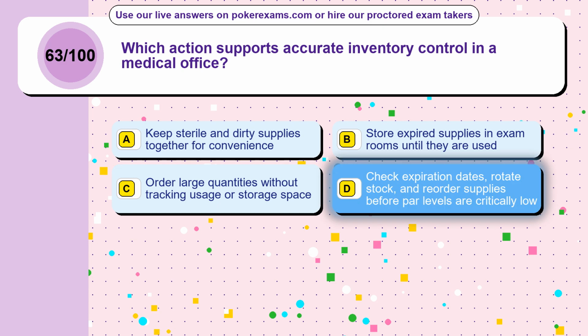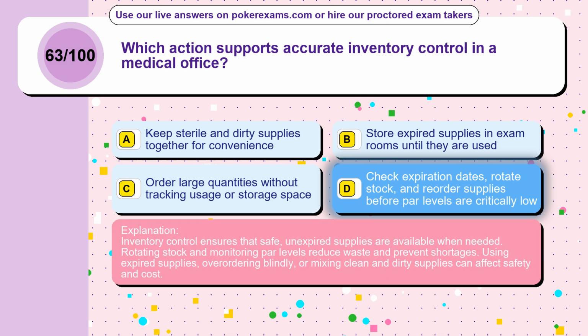The correct answer is option D. Check expiration dates, rotate stock, and reorder supplies before par levels are critically low. Inventory control ensures that safe, unexpired supplies are available when needed. Rotating stock and monitoring par levels reduce waste and prevent shortages. Using expired supplies, overordering blindly, or mixing clean and dirty supplies can affect safety and cost.